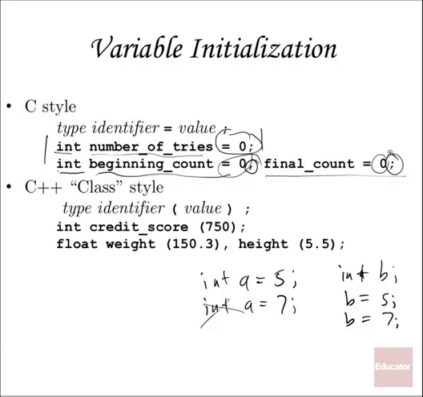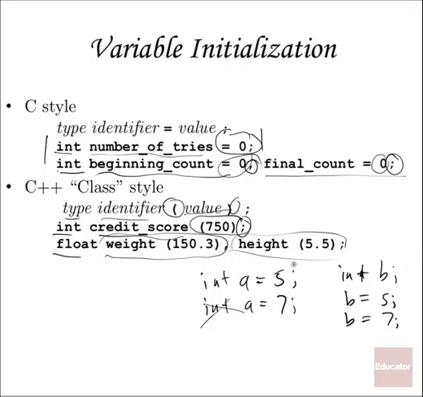Now there's also a C++ style, which is object-oriented, so you could treat the simple data types as if they were classes. So you have your type, identifier, and then parentheses, put your value in there. So we have int, your credit score, 750 inside parentheses, and of course semicolon ends the line. Your float, your weight is set to 150.3. Your height is 5.5, presumably feet, since that's what we declared earlier in this class. So it's 150.3 pounds, 5.5 feet.